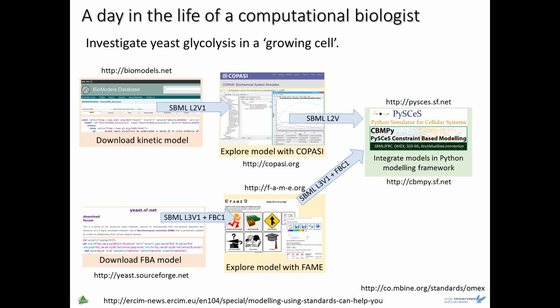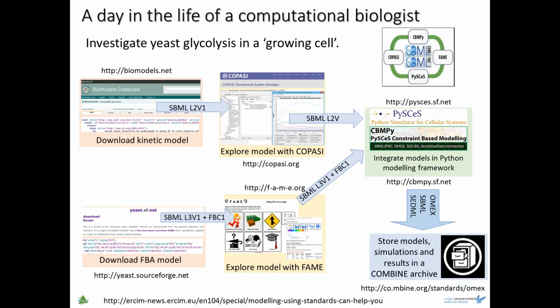And there's one standard that I haven't talked about yet, which is very useful, and that's the COMBINE Archive. Right. So the COMBINE Archive is essentially a zip file with metadata, and what you can do is combine, for example, SED-ML scripts which describe the simulations that you did previously, the SBML models themselves, any links to outside data, so for example PDFs or metadata, you can put that together, and that uses a format called OMEX, so Open Modeling and EXchange, and so you can then export from this combined software a sort of combined experiment, right?